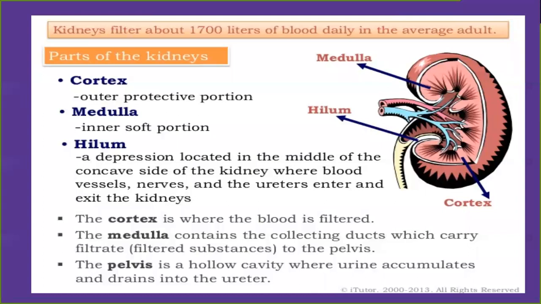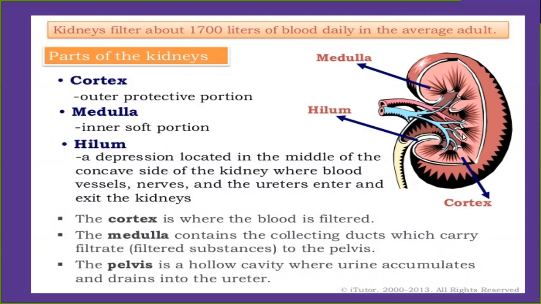This is the diagrammatic representation showing the internal structure of the human kidney. The three important parts of the human kidney I'm going to discuss here. The outermost protective portion of the human kidney is called the cortex. See, this is the cortex. The cortex is where the blood is filtered. The inner soft portion is called the medulla.